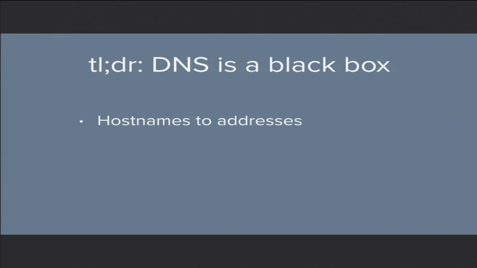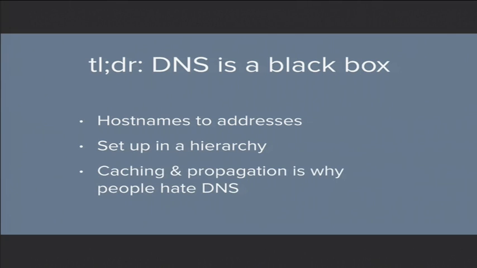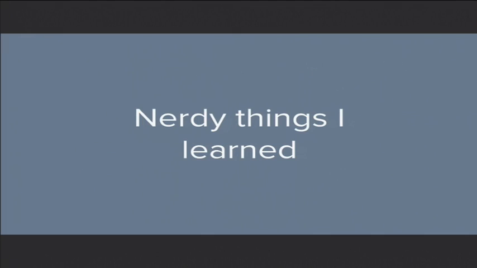DNS is host names mapped to IP addresses, like reddit.com to its IP. And it's essentially set up like a hierarchy. So if your local DNS server doesn't have Reddit cached, it knows where to go to find that record. And lastly, caching and propagation is probably why you want to rage quit when deploying your sites. But DNS is pretty awesome.